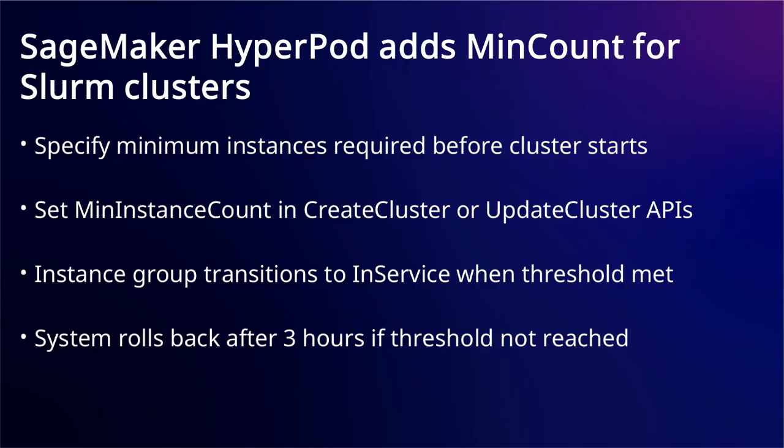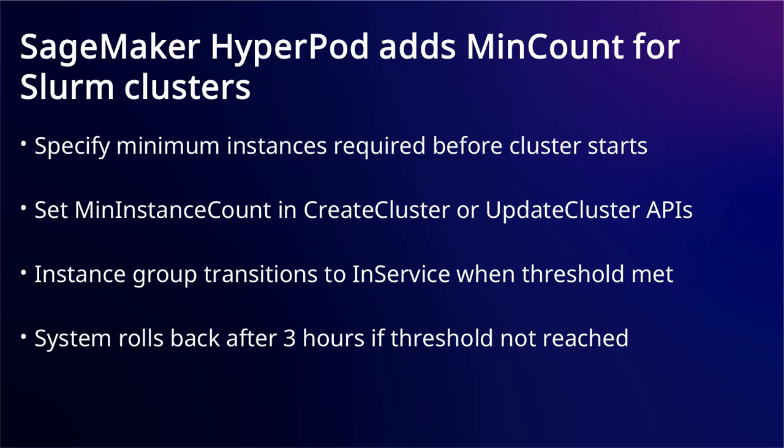Distributed training workloads using frameworks like PyTorch FSDP, Megatron LM, or NVIDIA NeMo require a fixed number of nodes to start efficiently. While HyperPod's continuous provisioning lets you start with partial capacity, some workloads cannot function correctly without a guaranteed baseline. MinCount solves this by letting you specify the minimum number of instances that must be provisioned before your cluster becomes available. You can set min instance count in Create Cluster or Update Cluster API requests to define this threshold.